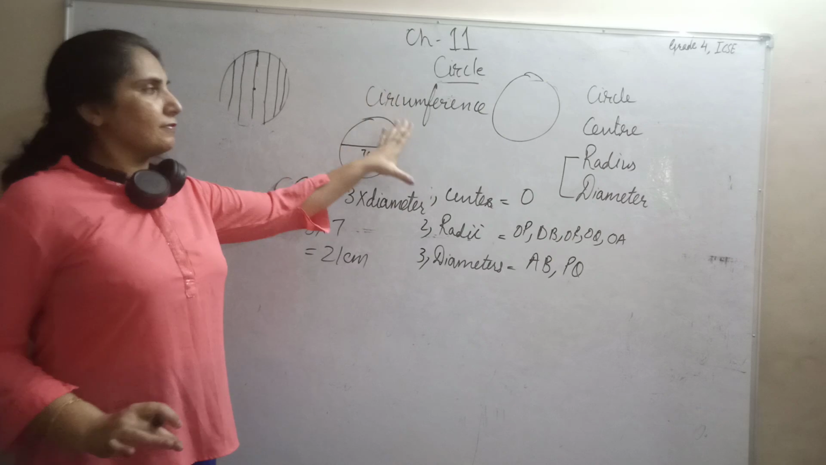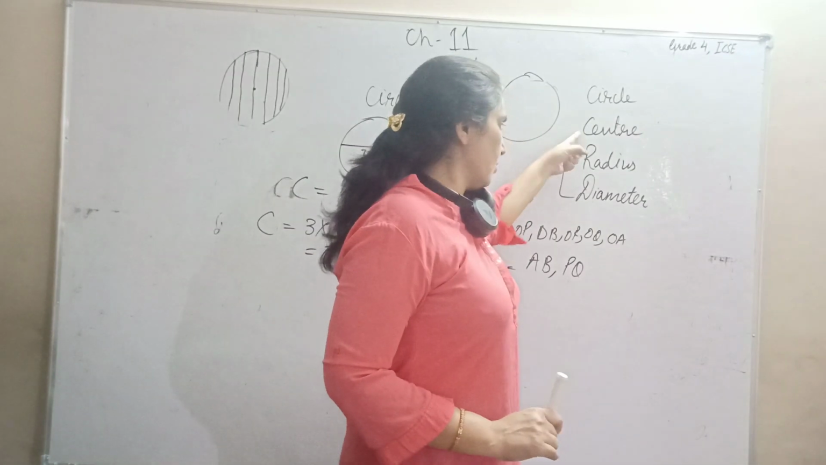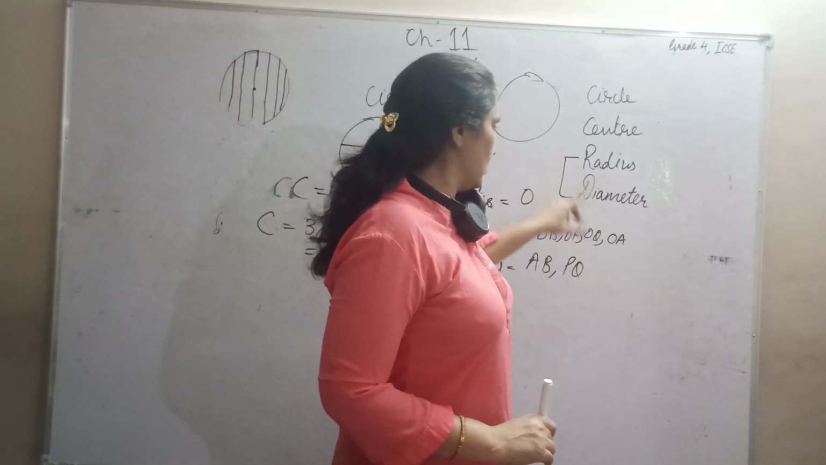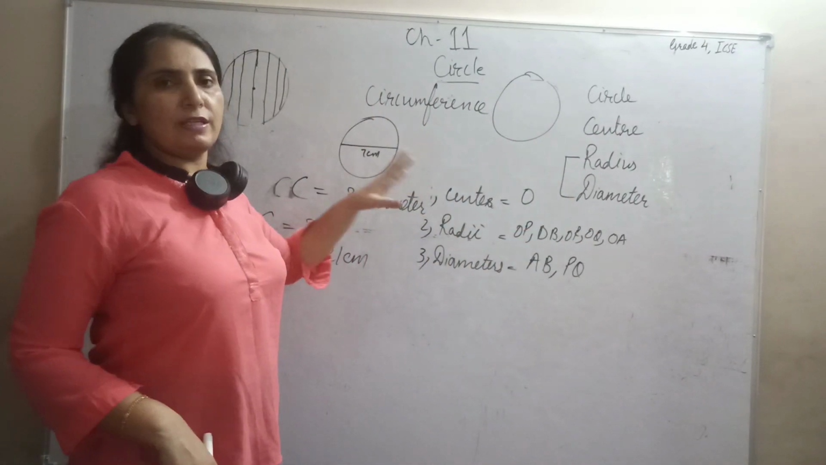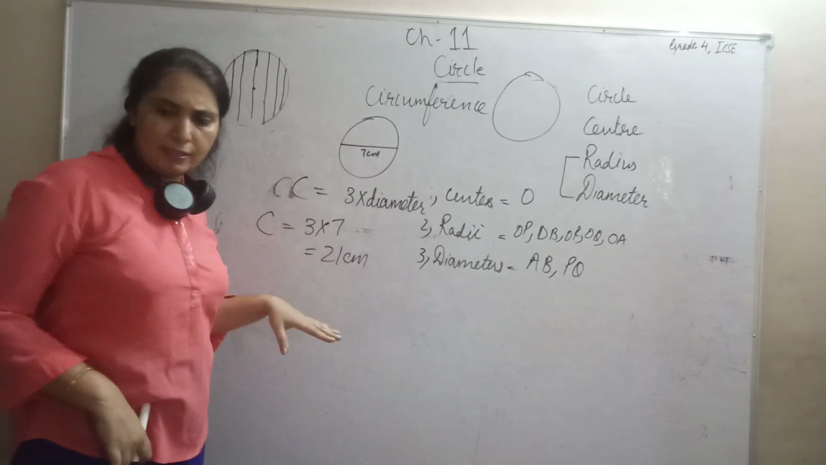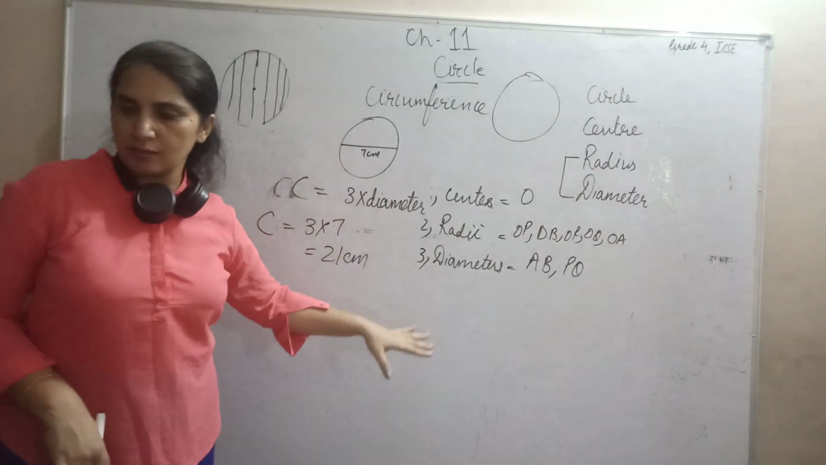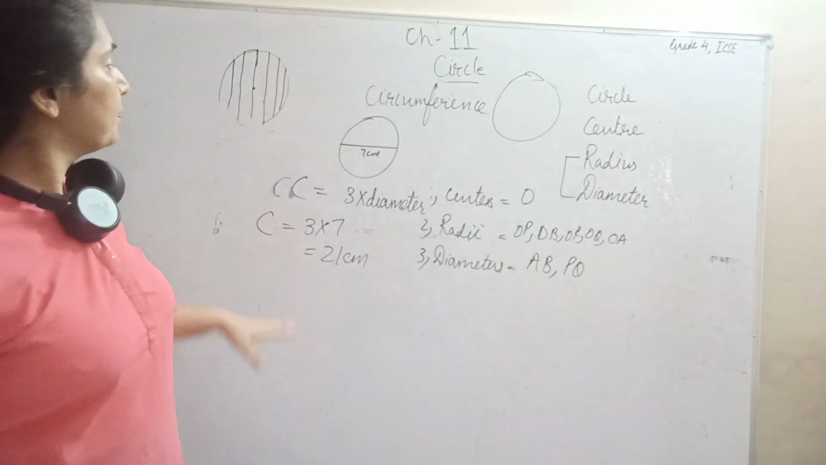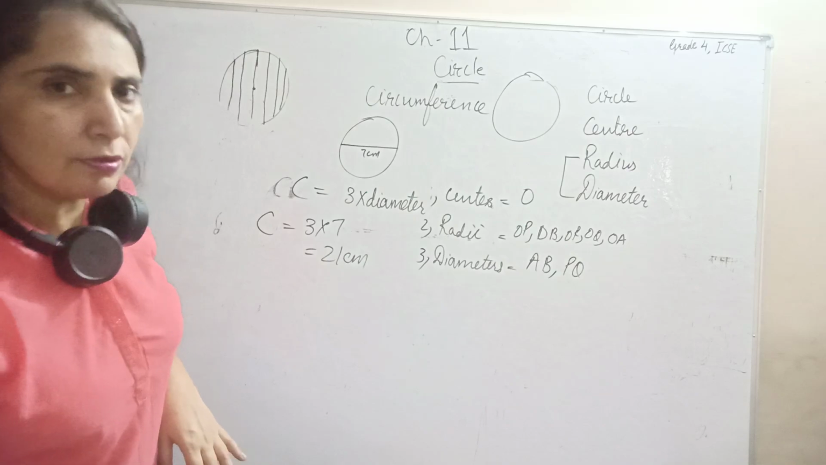So, we have covered circle, center, radius of a circle, diameter of a circle, relationship between diameter and radius, chord of the circle, circumference of the circle and semicircle. These concepts you have to go through.